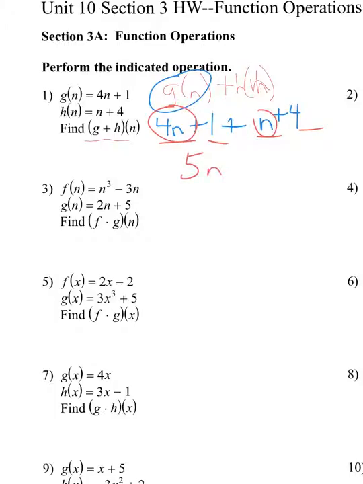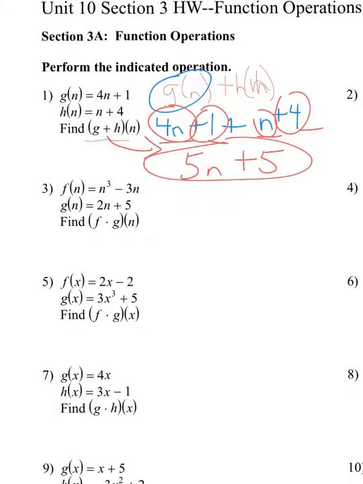So 4n plus n is 5n. And then positive 1 plus 4 is plus 5. So there is g plus h of n. Now, you don't have to factor out a 5 or do any of that stuff. We're just going to leave it in non-factored form. Okay, let's go down to 3.